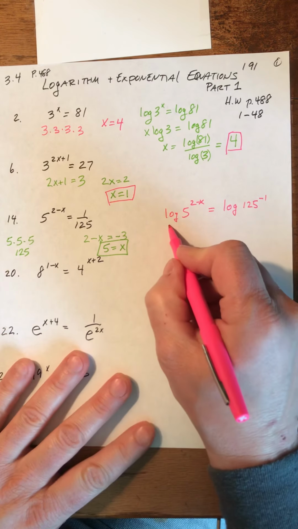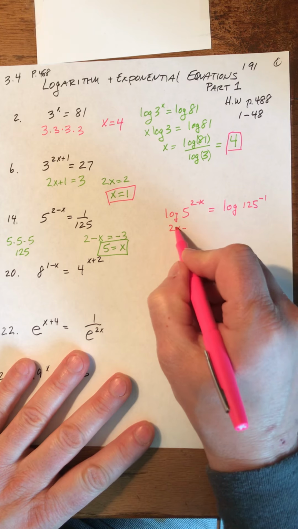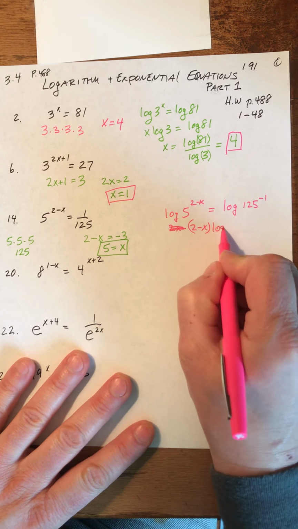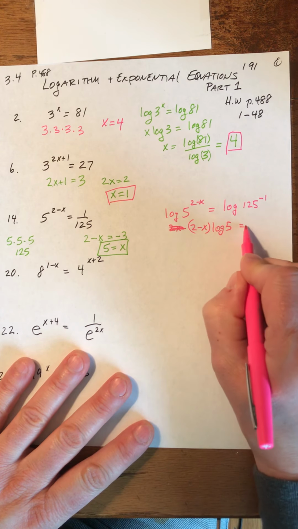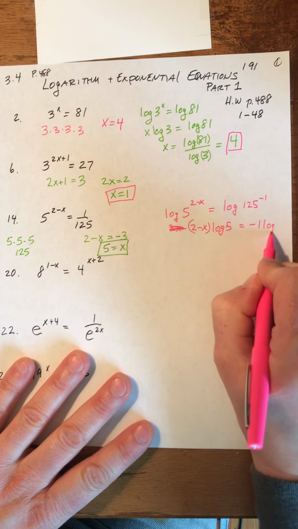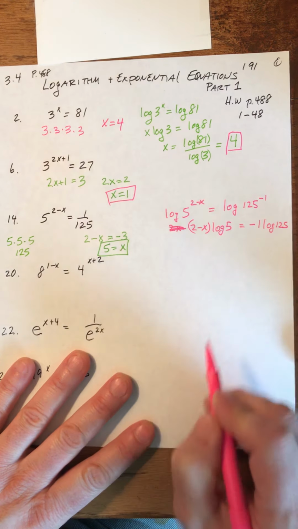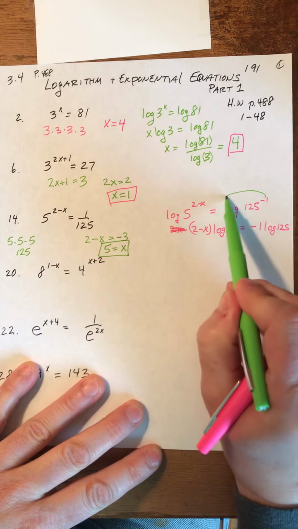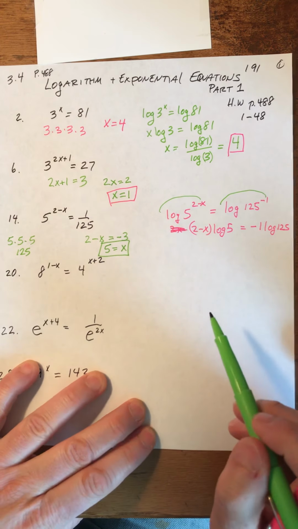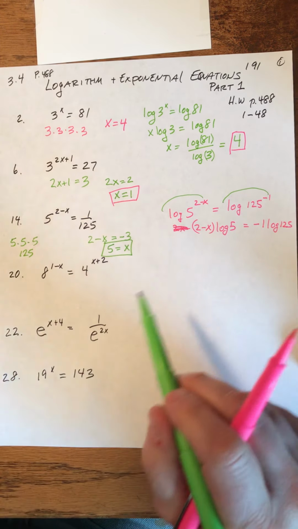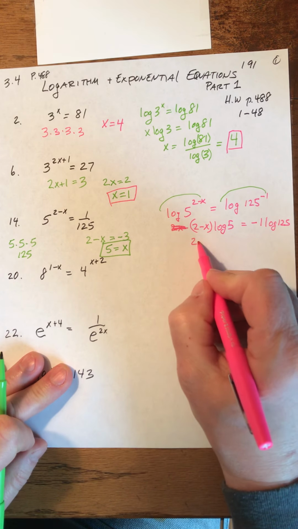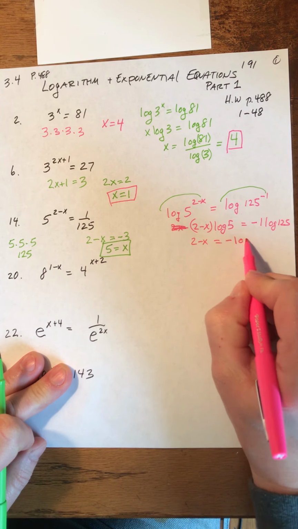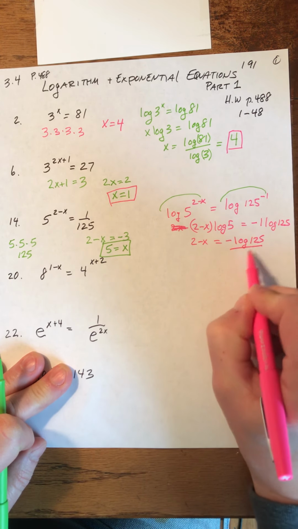And then we're going to bring the 2 minus x out front of the log of 5. And on this one, we're going to bring the negative 1 out front of the log of 125. So we're using our exponent rule to bring that exponent out front and bring this exponent out front. Now don't forget, it's the x that we want to solve for. So we're going to divide both sides by the log of 5, and we'll have negative log of 125 divided by the log of 5.